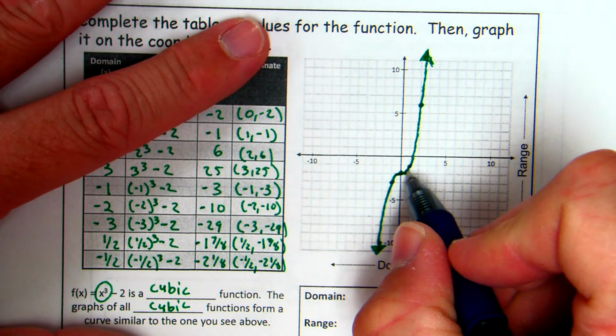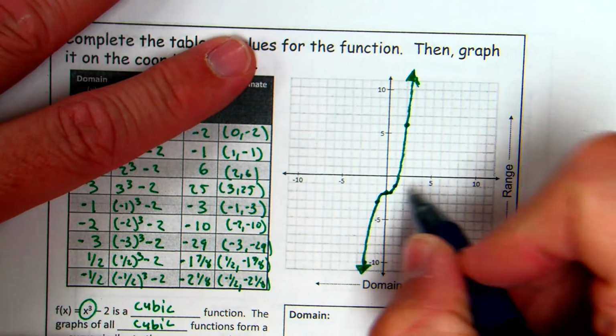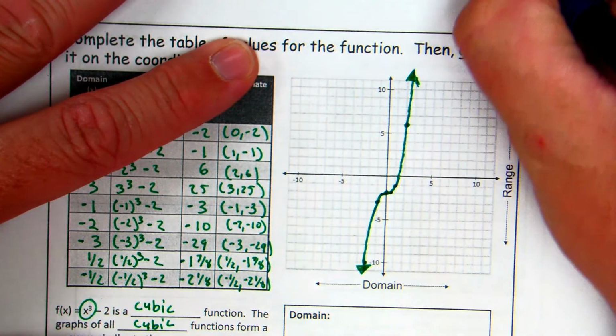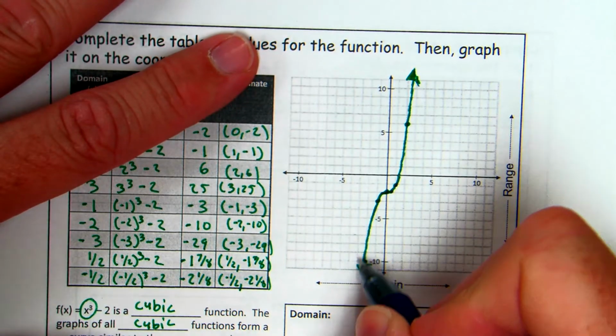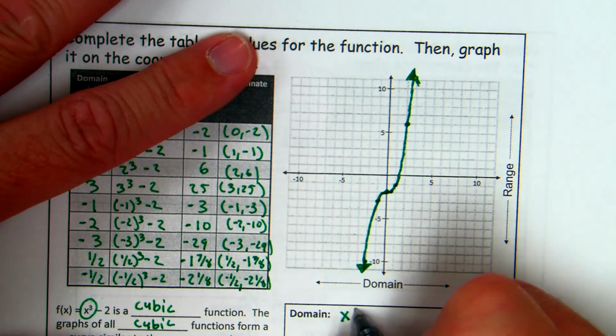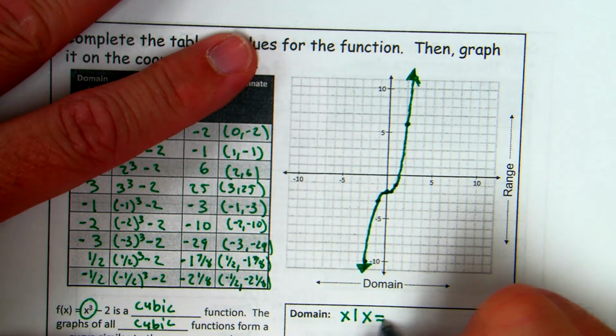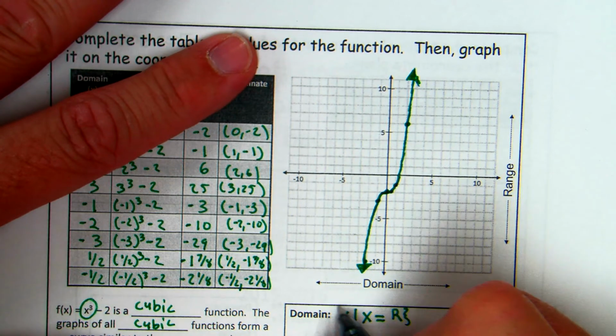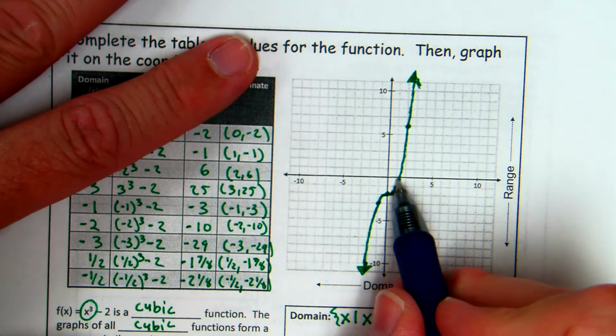If I'm just looking at how this goes to the right, it does go to the right forever. It's getting pretty steep, but it does keep going. It does go to the left forever, so my domain is all values of x as long as x is a real number. Remember, that means any number on the number line.